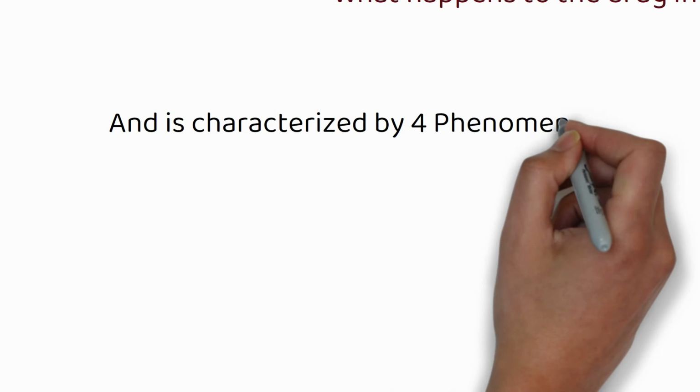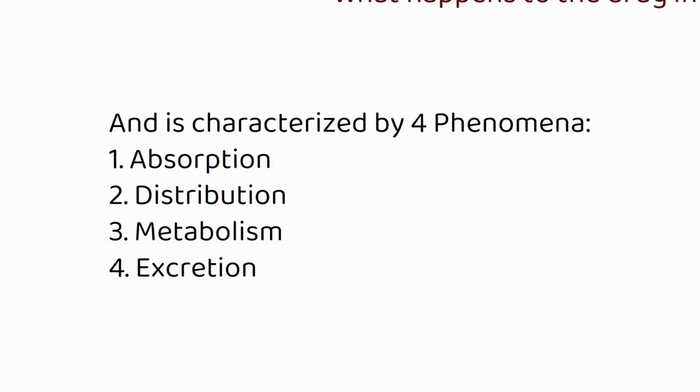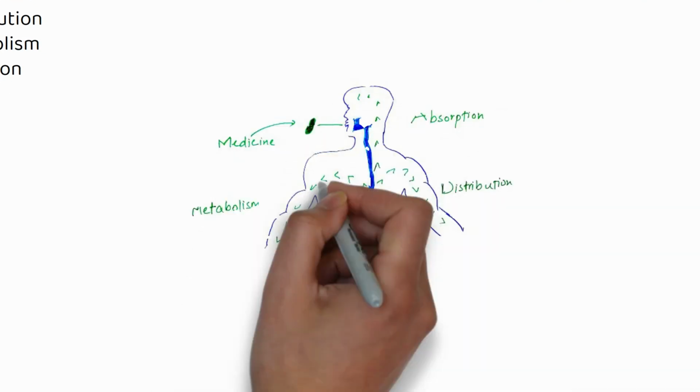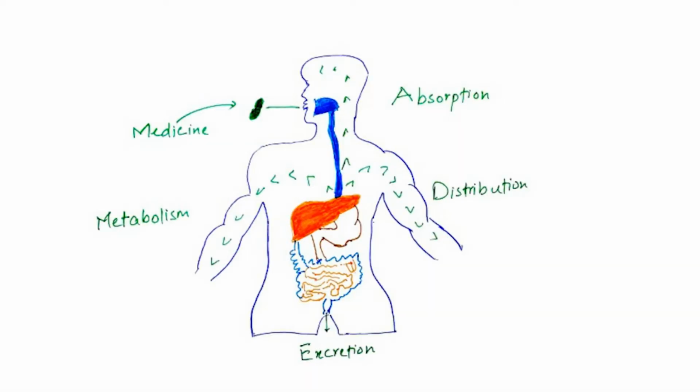Generally, it is characterized into four phenomena whenever a drug enters into the body. First is absorption, second is distribution, third is metabolism, fourth is excretion. If we take a look at this diagram that shows us the four phases of pharmacokinetics, or the movement of the drug in the body, we can see that if we are administering a medicine into the body through any route, first of all it has to be absorbed. Only then can it perform its action in the body.